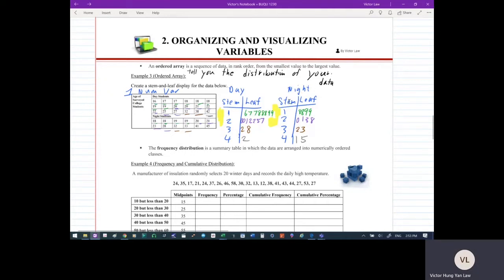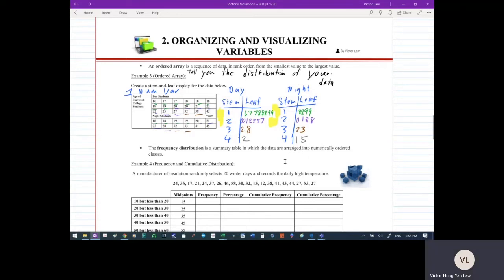Same for the nighttime: for the stems, we have the tens digits, and for the leaves, the ones digit. For the nighttime, we have 18, 18, 19, 19, so in the leaves we have 8, 8, 9, 9. Same for the 20s, we have 20, 21, 23, 28, so we have 0, 1, 3, 8. For the 30s, we have 32, 33, so the ones digits are 2 and 3. And for the 40s, 41 and 45, so 1 and 5 are the ones digits. And this is what the stem and leaf display looks like.